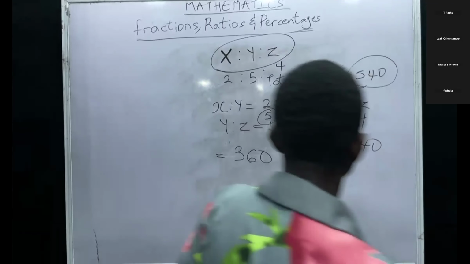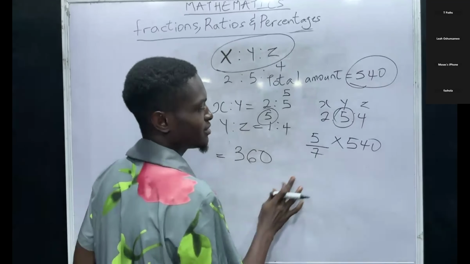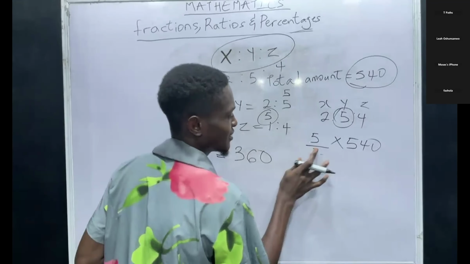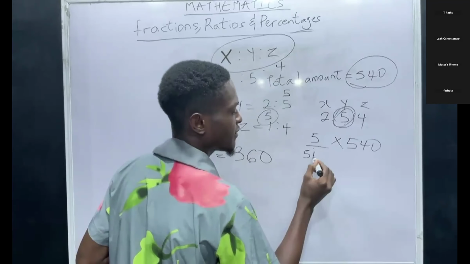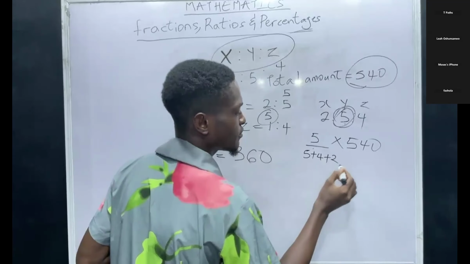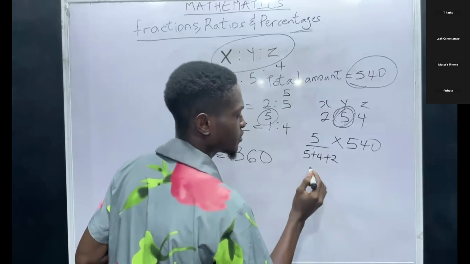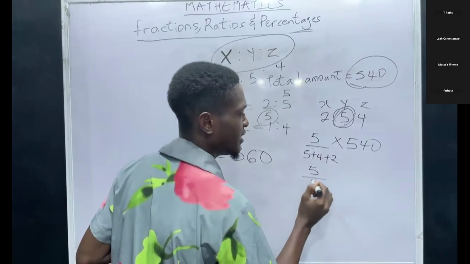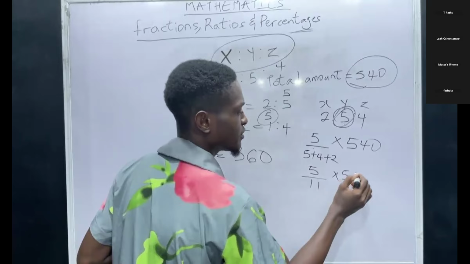Okay, so we're having 5 over. There's a mistake here. I need to get another way of looking at this. We said Y's parts divided by the total. The total is 5 plus 4 plus 2, so this will be 11, not 7. So we're having 5 by 11 multiplied by 540. Don't forget, guys, Y's parts divided by the total of it all, then multiplied by the amount they are sharing.